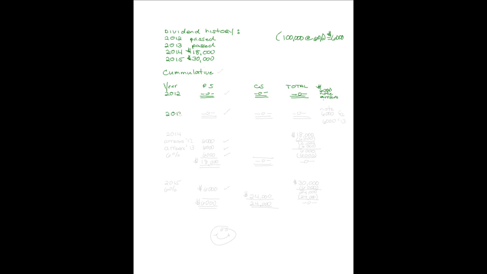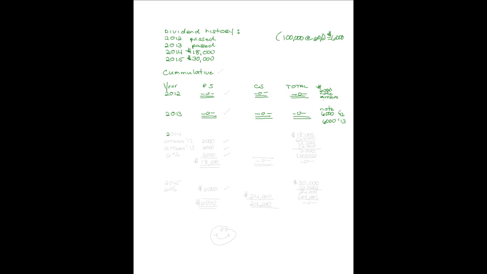In the year 2013, the dividend is passed up by the board of directors again. No dividend is paid to anyone. And now there's a note that says we have $6,000 in arrears for 2012 and $6,000 in arrears for 2013. And it's not a liability because it hasn't been declared. It's just a note.